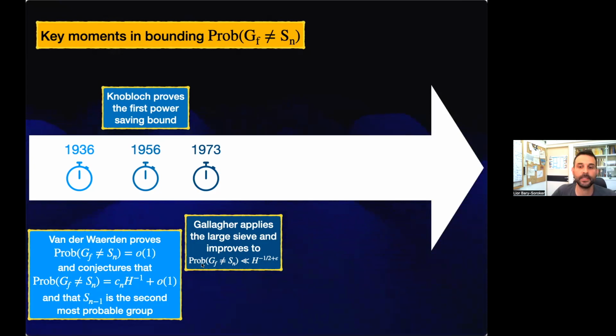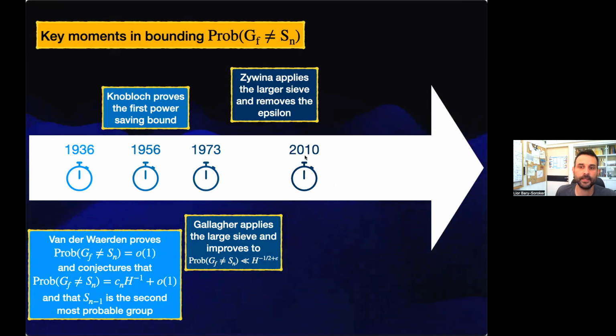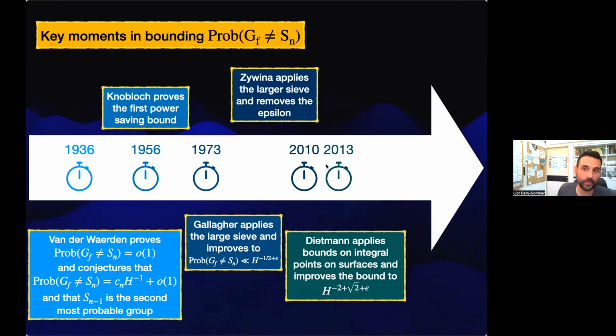So he proved the probability that the Galois group is not Sn is bounded by 1 over square root of h times h to the epsilon, which is some log term. And this epsilon was removed by Zywina in 2010 by the larger sieve. And in 2013, roughly 40 years after Gallagher, there was the first improvement of the power saving since Gallagher. And this was done by Dietmann, who used a completely different method, using all kinds of fancy results on bounding integral points on surfaces to improve the bound.